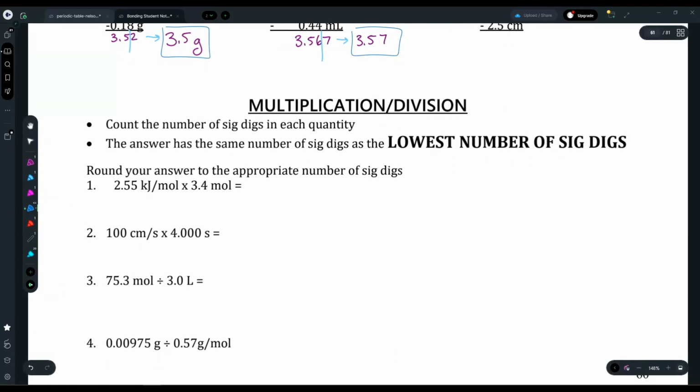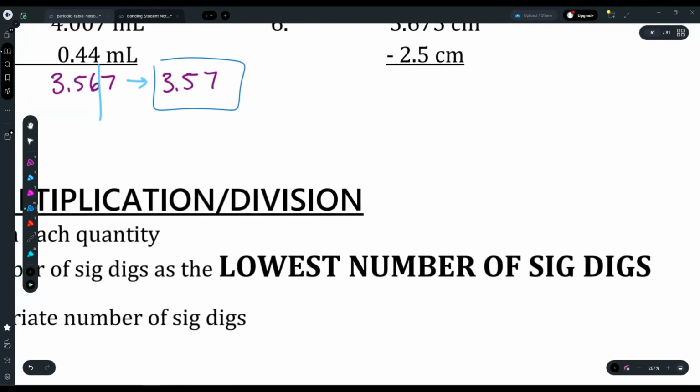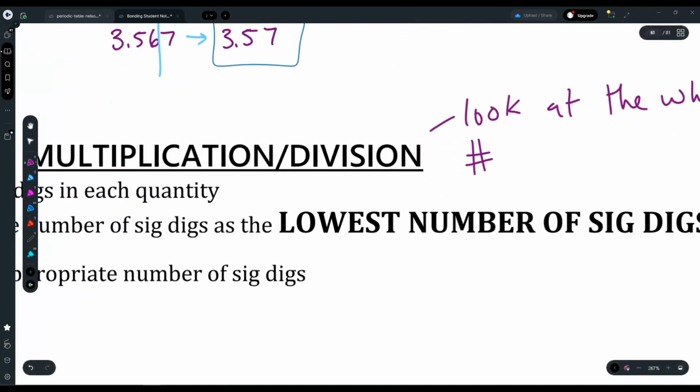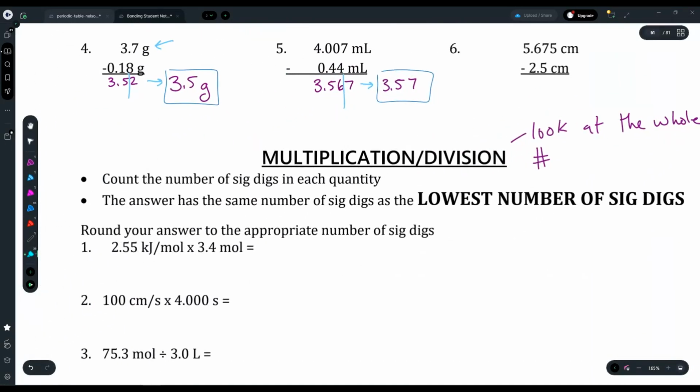Moving on to multiplication and division. Essentially, in order to figure out sigdigs, you're going to look at the whole number for all of the numbers that you're given and just count up which number has the least amount of sigdigs in total. Not just after the decimal point, but in total. So look at the whole number for multiplication and division. Your answer is going to have the same number of sigdigs as your number with the least amount of sigdigs.